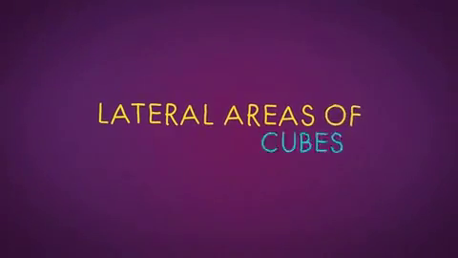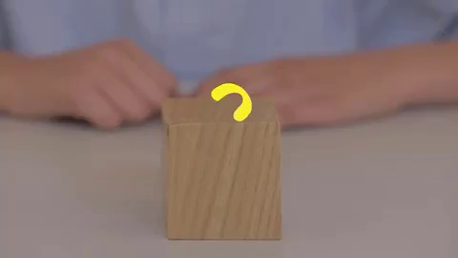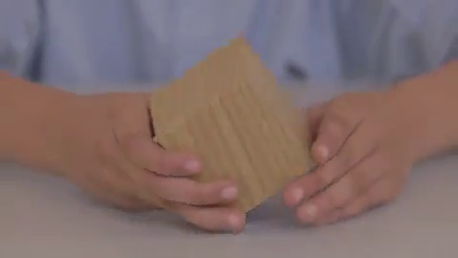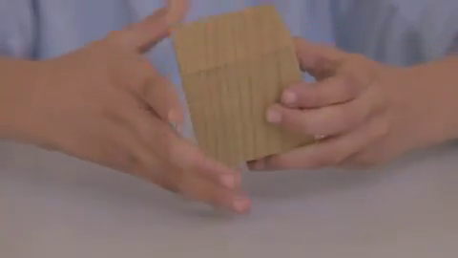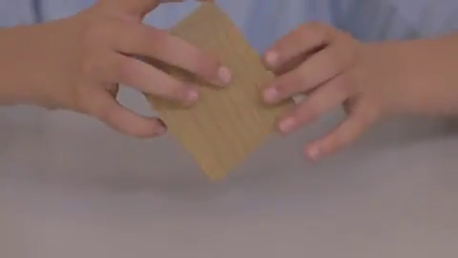Lateral areas of cubes and cuboids. What is a cube? A cube is a box-shaped object that has 6 identical square sides, called faces. And all the angles are right angles.